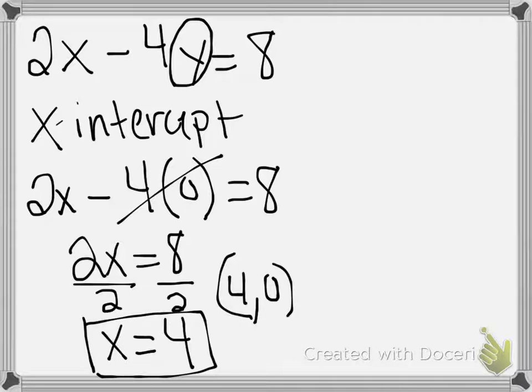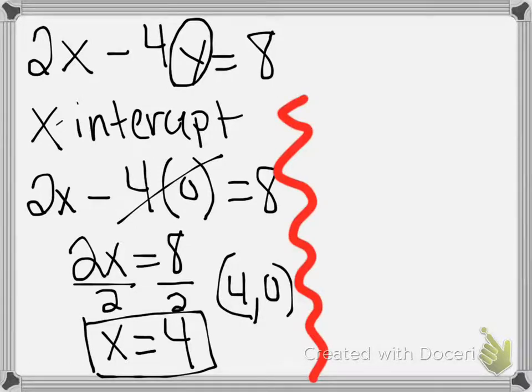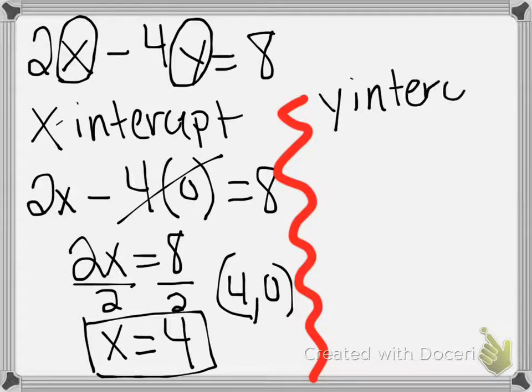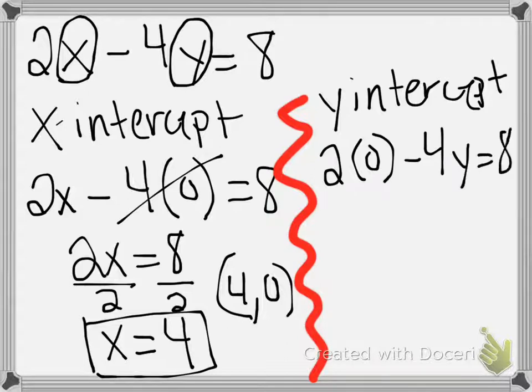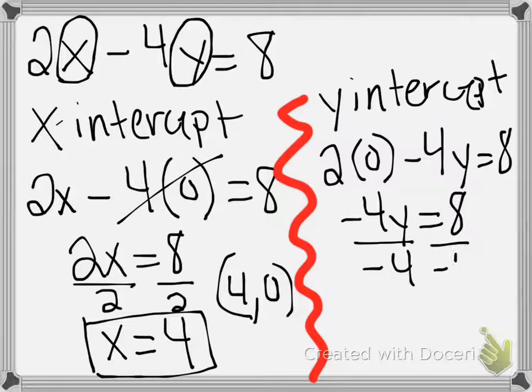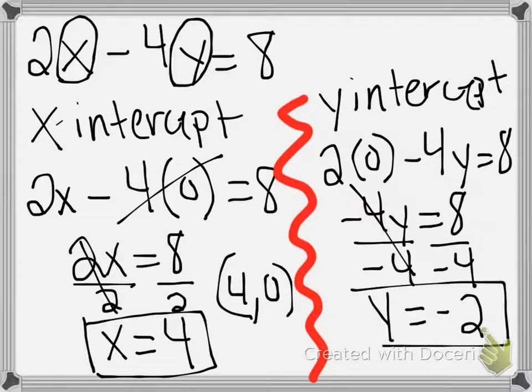Okay? Then I'm going to solve the whole thing again for x equals 0. So this will be for my y-intercept. Okay? So I have 2 times 0 minus 4y equals 8. 2 times 0 is 0, so I have negative 4y equals 8. Divide by negative 4 on both sides, cancels out, y equals negative 2. And if I write that as a point, it's going to be 0, negative 2. And then I would graph it.